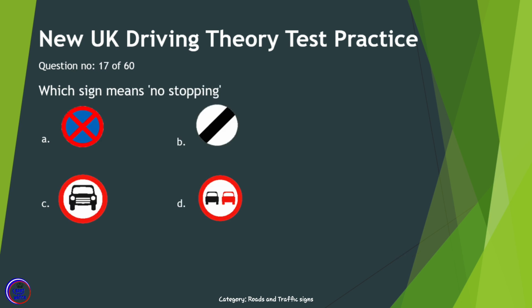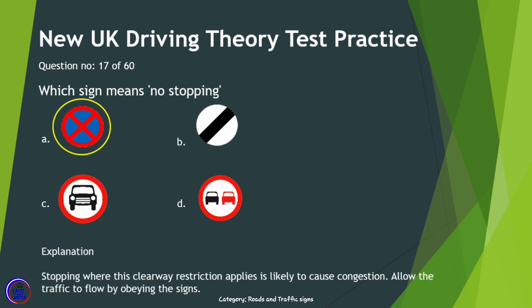Question 17 of 60. Which sign means no stopping? The correct answer is A. Explanation. Stopping where this clearway restriction applies is likely to cause congestion. Allow the traffic to flow by obeying the signs.